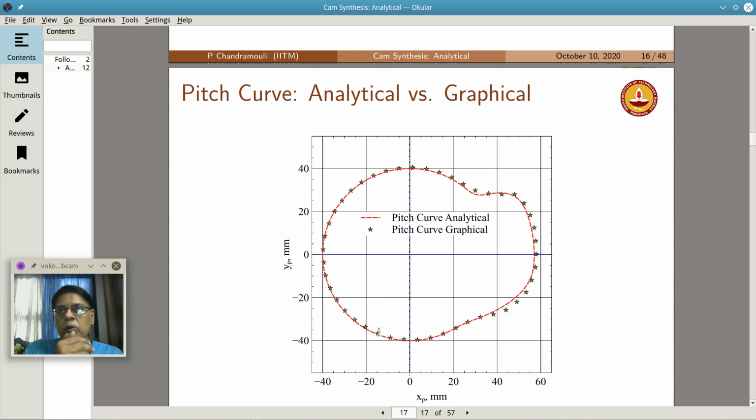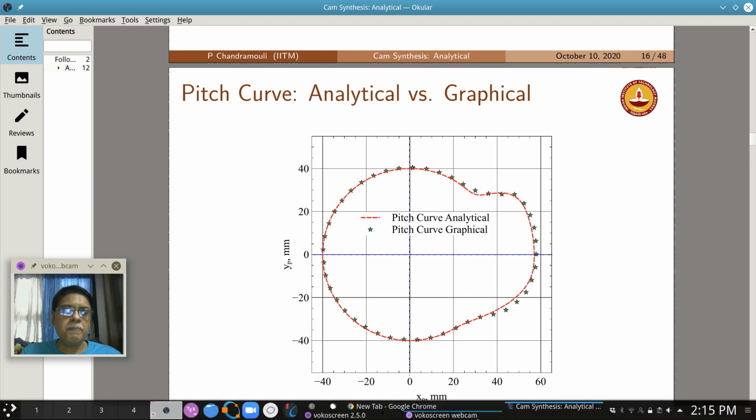If you ever wonder why I should do a graphical thing, it gives you the idea of what goes behind deriving the analytical method. So let us stop here. In the next lecture we will take off from these pitch curve equations and see how to derive the cam equations.